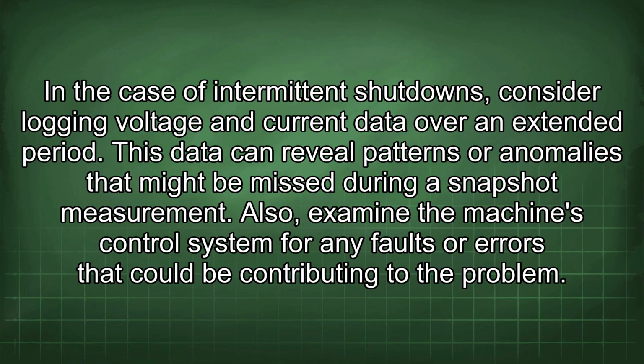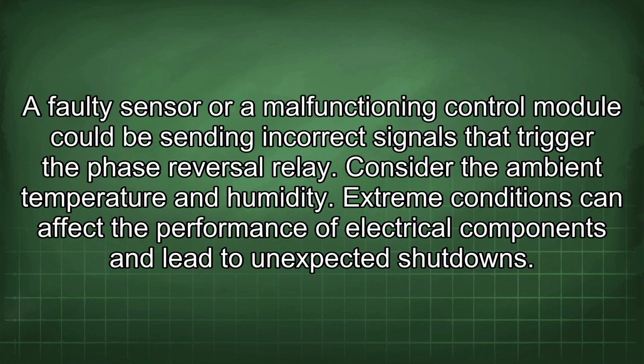In the case of intermittent shutdowns, consider logging voltage and current data over an extended period. This data can reveal patterns or anomalies that might be missed during a snapshot measurement. Also, examine the machine's control system for any faults or errors that could be contributing to the problem. A faulty sensor or a malfunctioning control module could be sending incorrect signals that trigger the phase reversal relay.